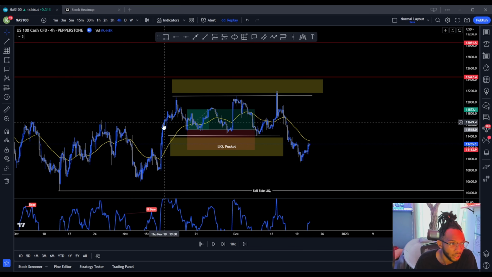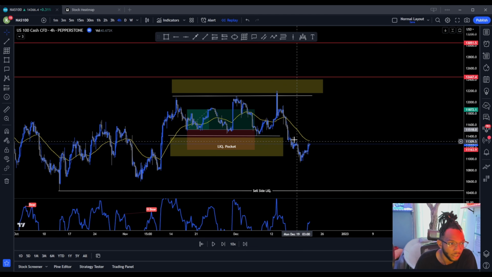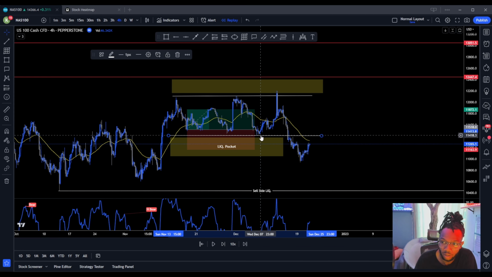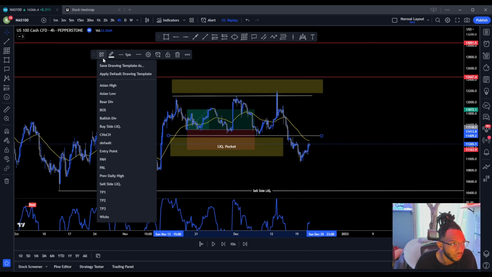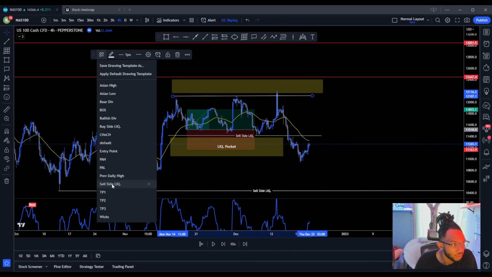And now you can see that, hey, we got into this box right here, this little area of consolidation. Then we finally broke out on an area of liquidity, which was an internal sell side right here. So we'll go ahead and mark this off. And this is an internal buy side.